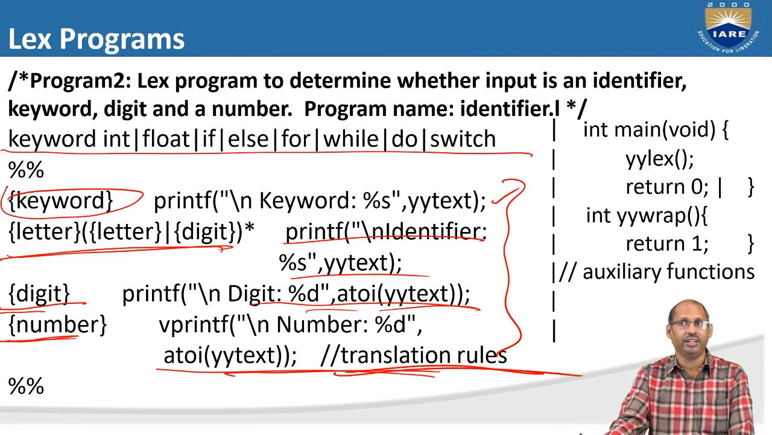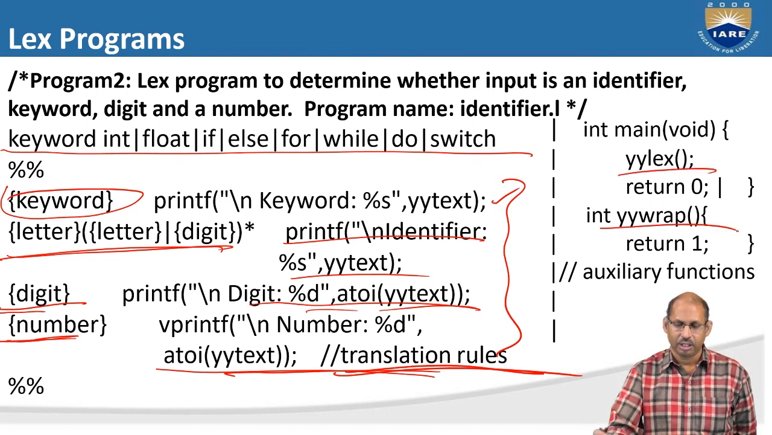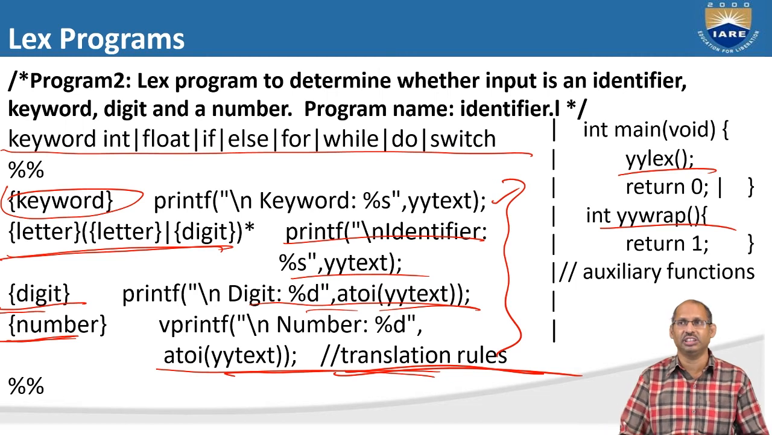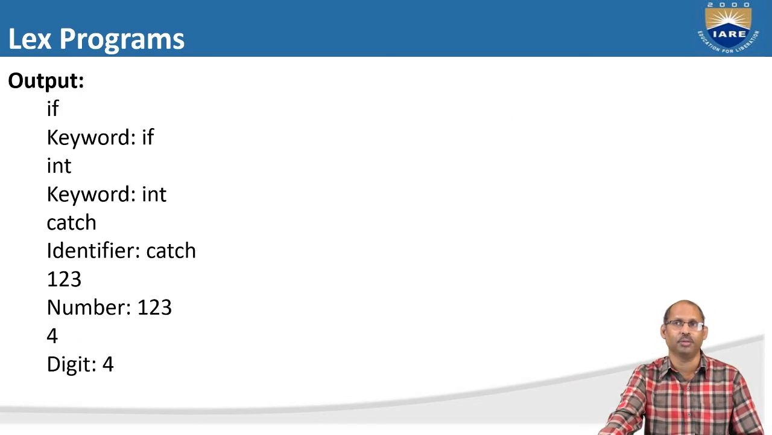Here, if required, we can use the third part. It consists of some required functions, the auxiliary functions. So whatever auxiliary functions we require are defined in the third part. So these are the three parts that we specify in the Lex program. Depending on the input, we get the output.